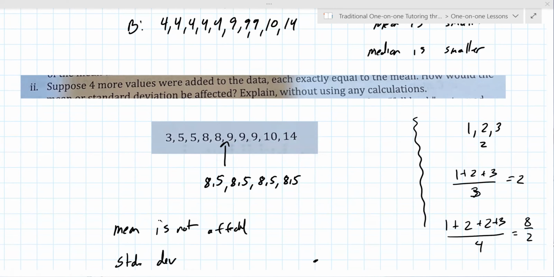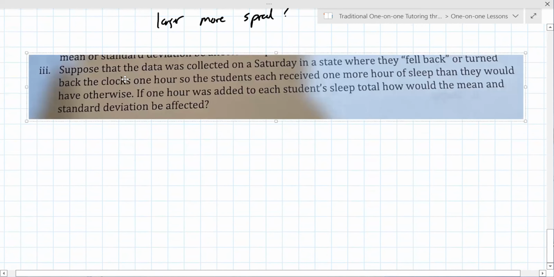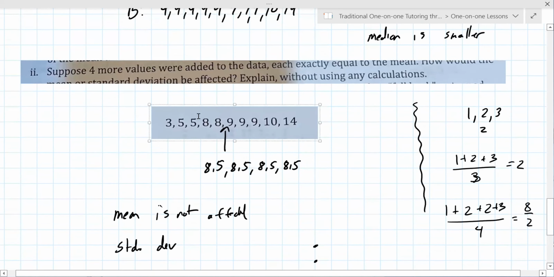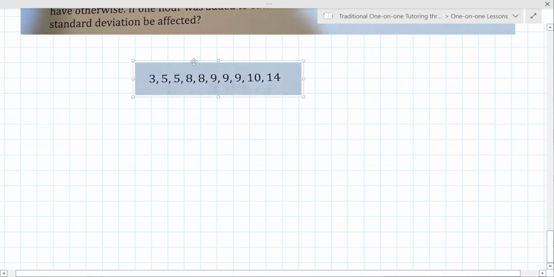Last question here. Really, these are kind of interesting questions because these are real things that do happen. Like we did recently have daylight savings time, and the question is, okay, let's say you turn back the clocks so that every student had one more hour of sleep that they wanted. What's going to happen to the mean and the standard deviation? So our new data set is 4, 6, 6, 9, 9, 10, 10, 10, 11, and 15.